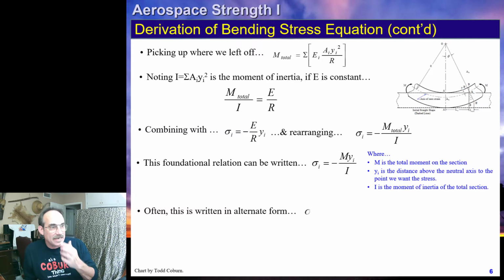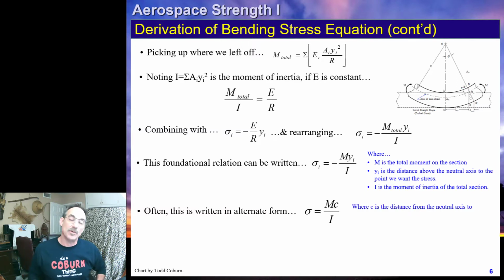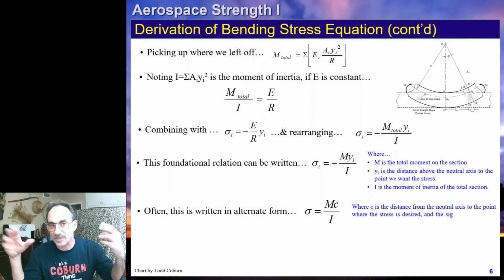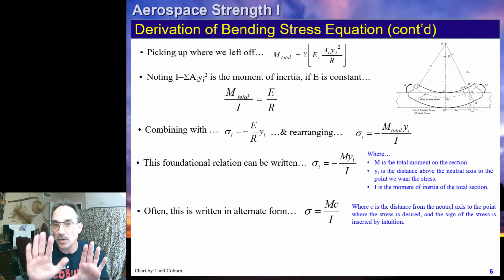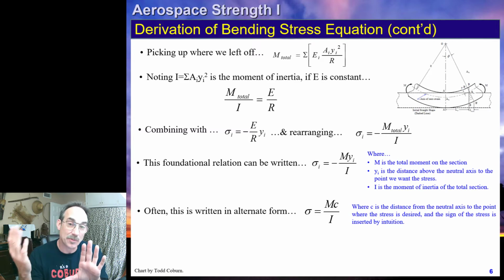Often we'll write this in a different form. Stress equals MC over I. A lot of folks in industry will just say stress equals MC over I. What they're saying is M over I times the distance to whatever point you want the stress. And usually they're looking at the stresses at the extreme fiber because that's where the stresses are maximum.